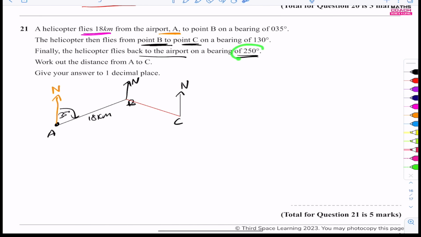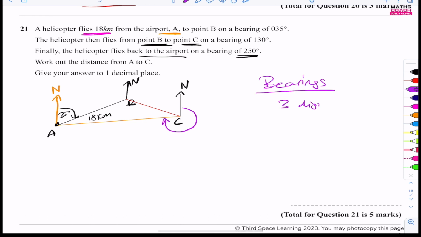All right, and 250 degrees is, well, let's first of all draw the line from C to A, to go back. So look, there. So we know that this right here is 250. Because remember, bearings are 3 digits from north, always from north, and they go clockwise. So they have to go clockwise like that. So that's 250 degrees.